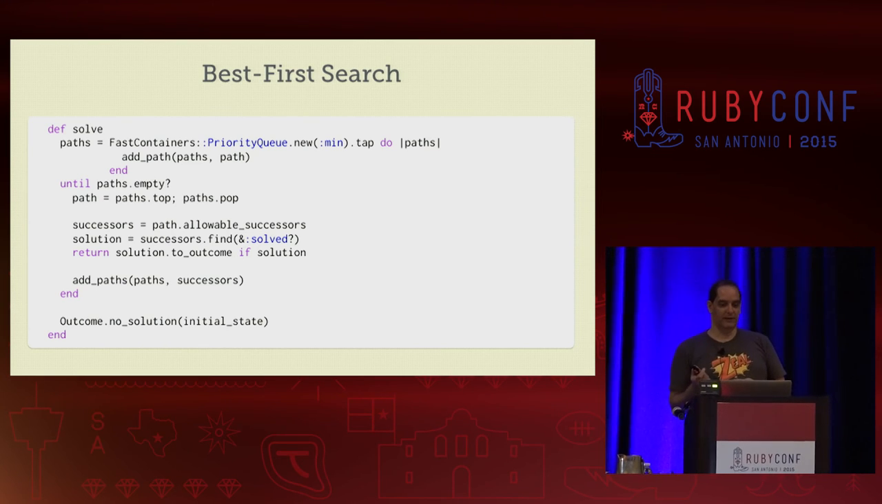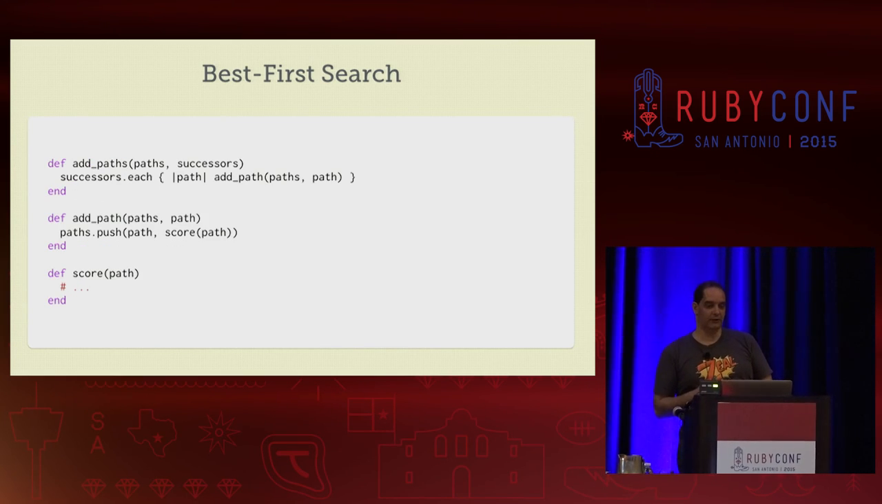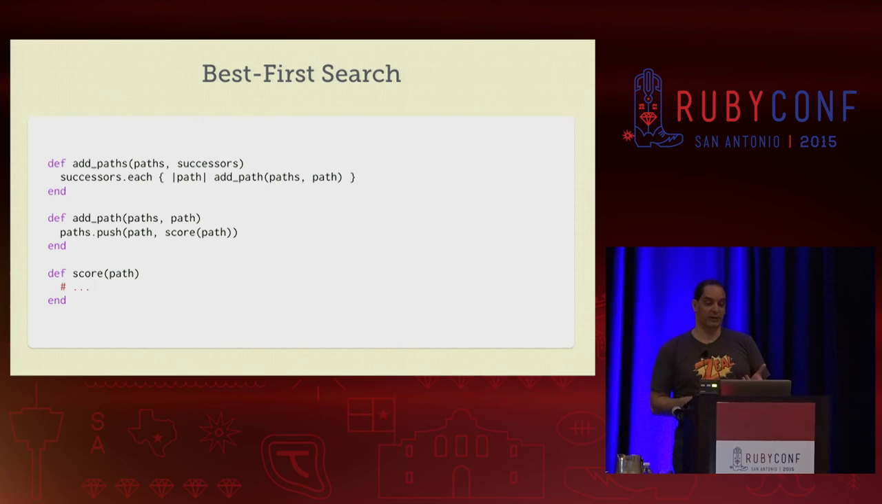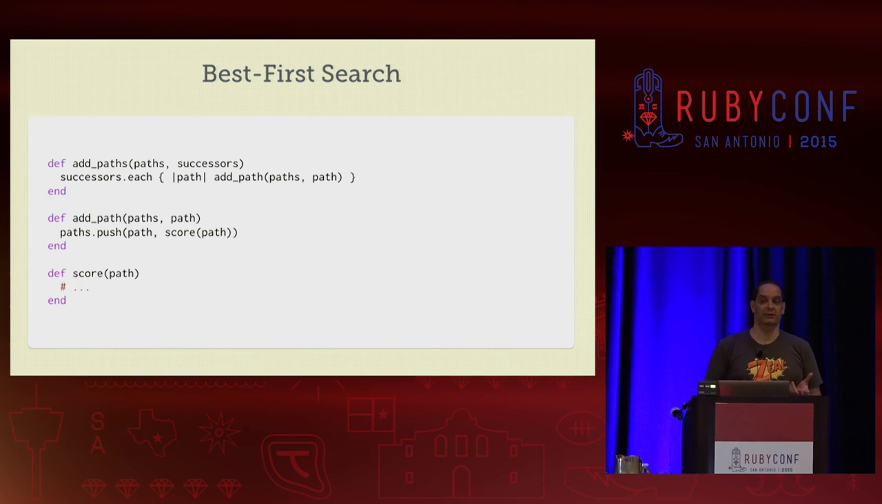So again, you find the successors, look for solutions. There's a couple calls there to add path and add paths. And those look like that. So add paths just iterates all the successors and calls add path, which pushes the path onto the queue along with the score. And I've got this queue set up to sort by lowest score first. And so the scoring method is what's interesting. And that's basically how you decide what's the best next state to explore. That scoring method has all the magic here.